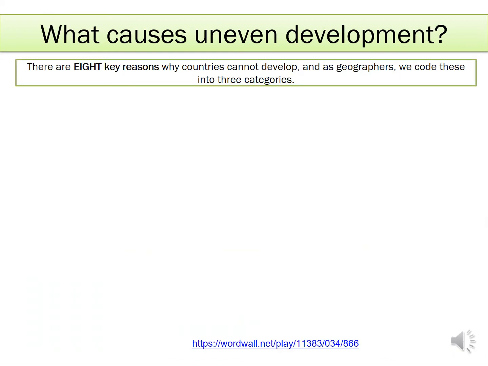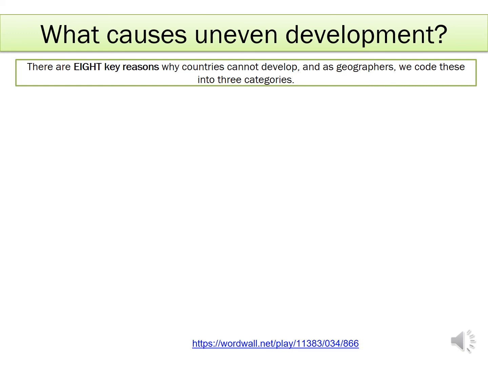The final part of your lesson then is to talk about what makes these differences happen. Why is it that the continent of Africa is generally more underdeveloped than the continents of Europe and the continents of North America? And there are 8 key reasons why countries cannot develop. And as geographers, we love to categorise things. And in this case, we do it into 3 categories.